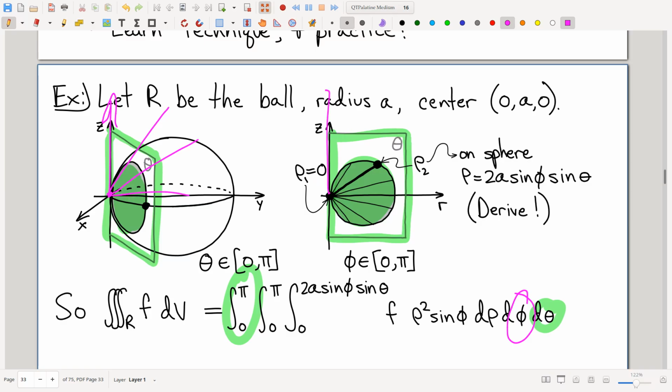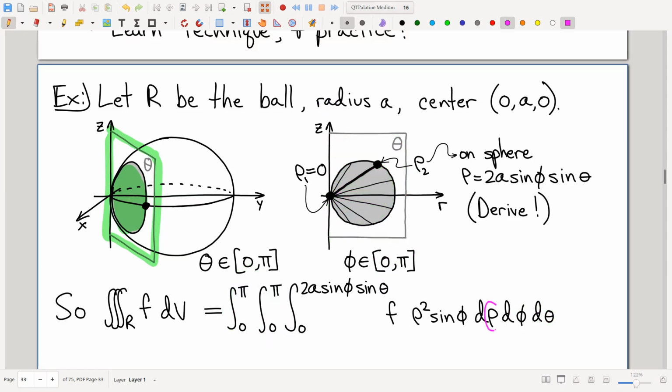I find it more satisfying over here on this other picture. We start straight up where phi is 0. And then we get phi slices all the way along until straight down at pi. So phi goes from 0 to pi. Everybody happy with that? Okay.